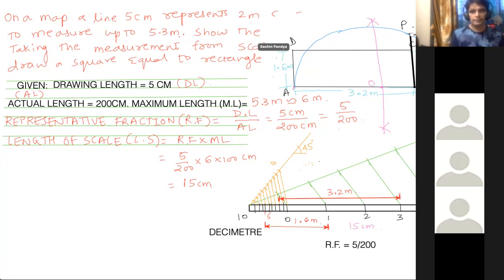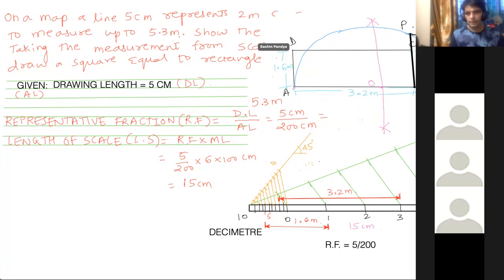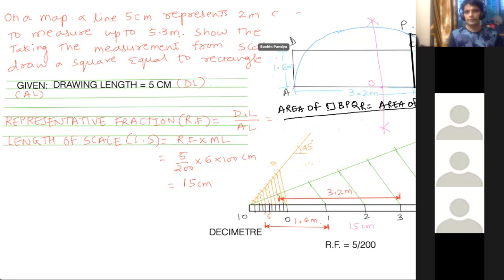And then we need to write this. Wait, I'm erasing this. We need to write that area of square BPQR equals area of rectangle ABCD. This is what we need to write. Got it? So we are done with this sum.